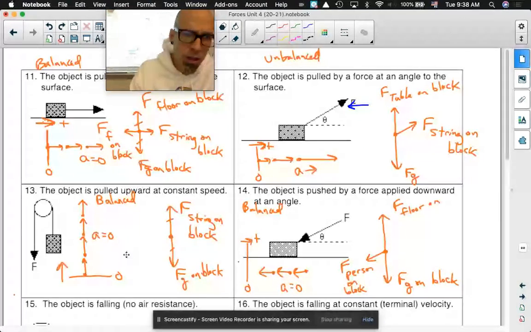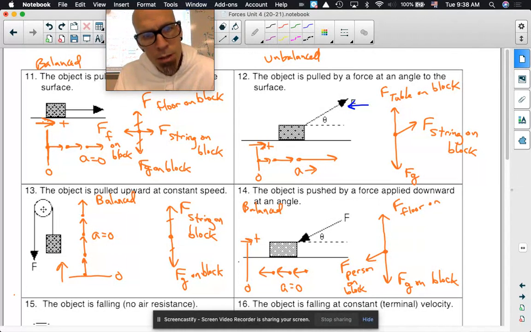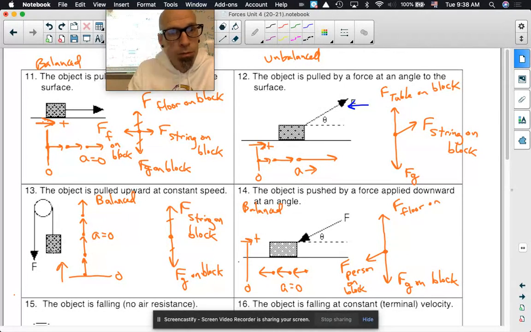All right, moving on. 13. Now, this says balanced, no acceleration, and I have force of gravity down, force of string up. Some people want to put a force of pulley in here, but is the pulley in contact with the block? No, only the string. The string's in contact with the pulley, but only the string's in contact with the block, not the pulley.